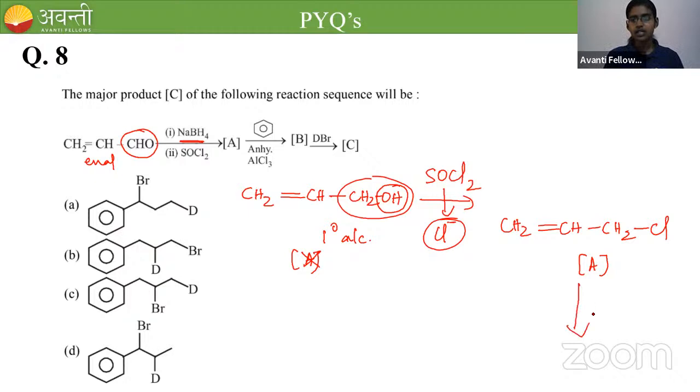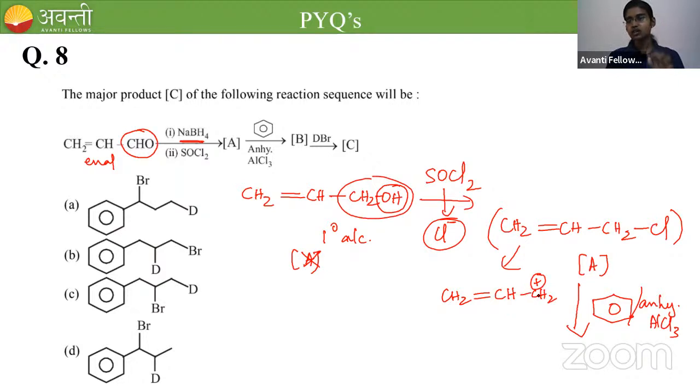And this compound A is reacting with benzene with anhydrous AlCl3. What is the name of this reaction? The name of this reaction is electrophilic substitution reaction. So who is the electrophile here? From compound A, you will get CH2=CH-CH2 plus as an electrophile. This electrophile goes and attacks one of the carbons present in the benzene. So we will get C6H5-CH2-CH=CH2. This is the electrophilic substitution reaction, and this is compound B.